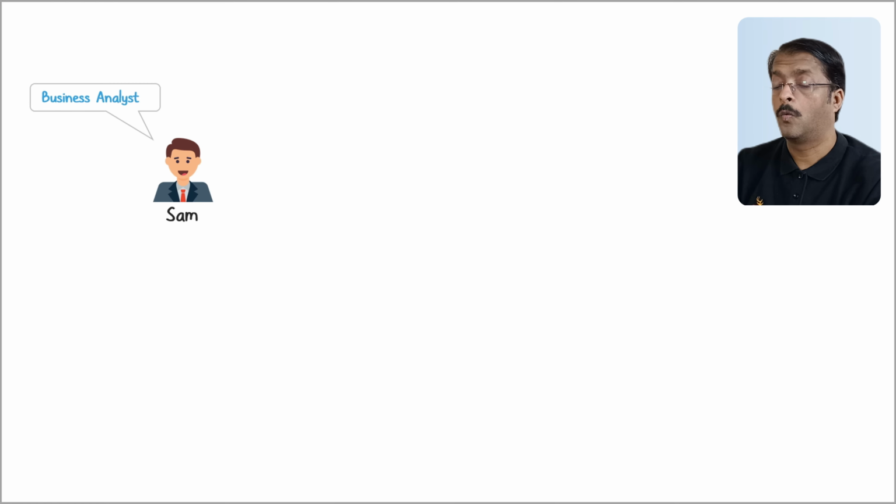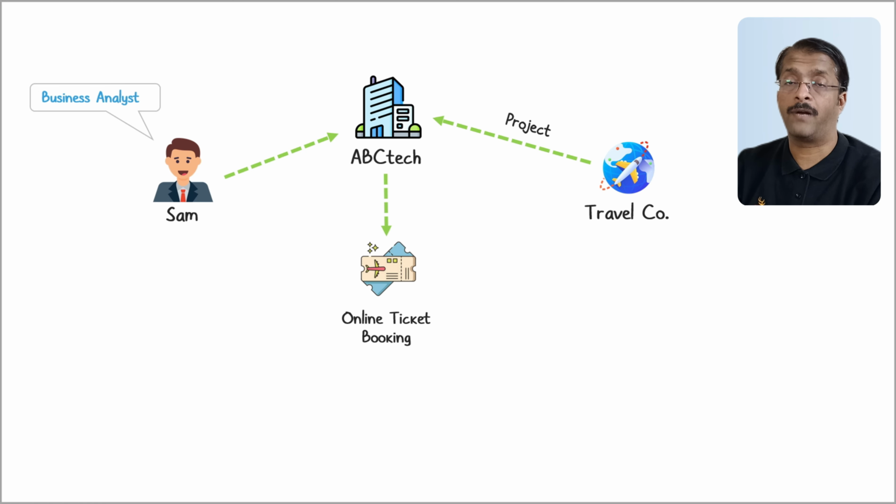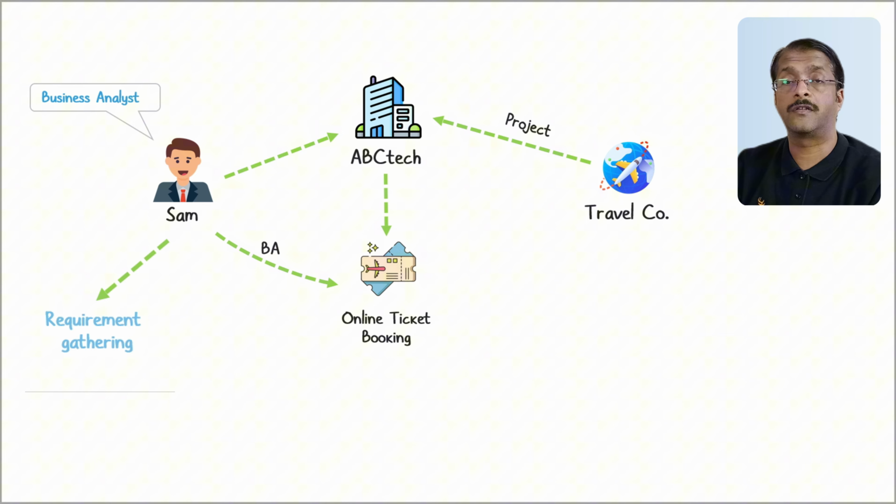We'll move to the whiteboard. Let's imagine Sam is a business analyst working with an IT firm called ABC Tech. Recently, ABC Tech got a large project to build an online flight ticket booking platform. Now, Sam is assigned as a BA on this project and he's asked to gather the requirements.